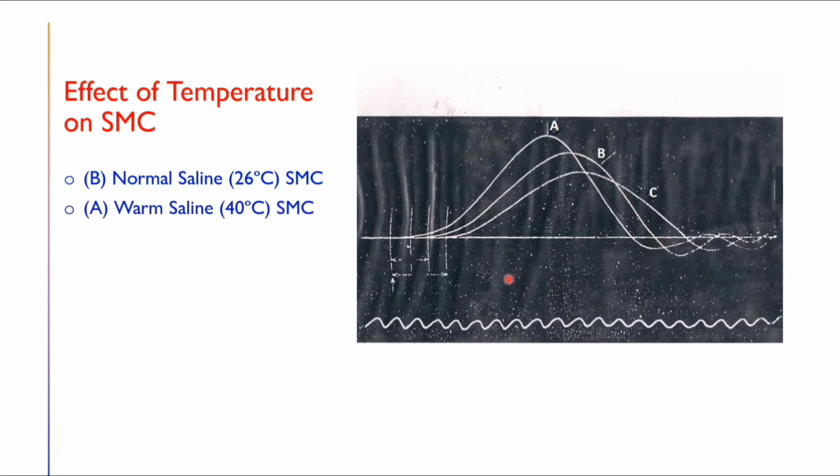Then at 40 degrees Celsius, the A curve is obtained. This is the A curve. This curve is obtained when we dip the frog skeletal muscle inside the 40 degrees Celsius saline. So when we use warm saline, this kind of simple muscle curve is obtained.